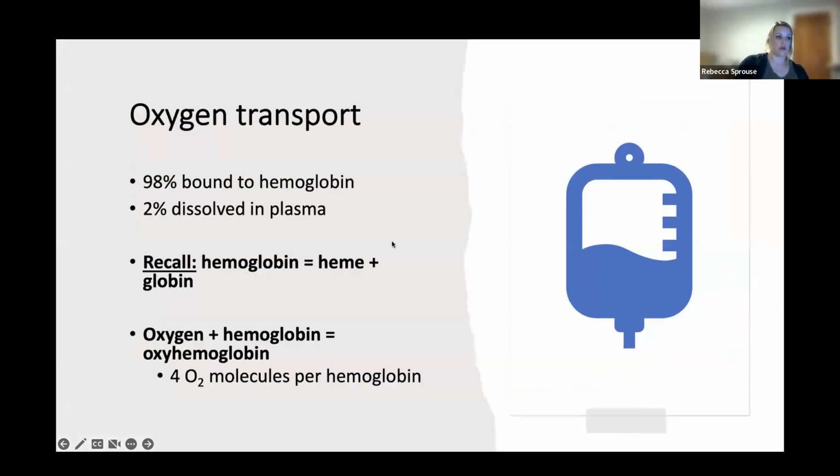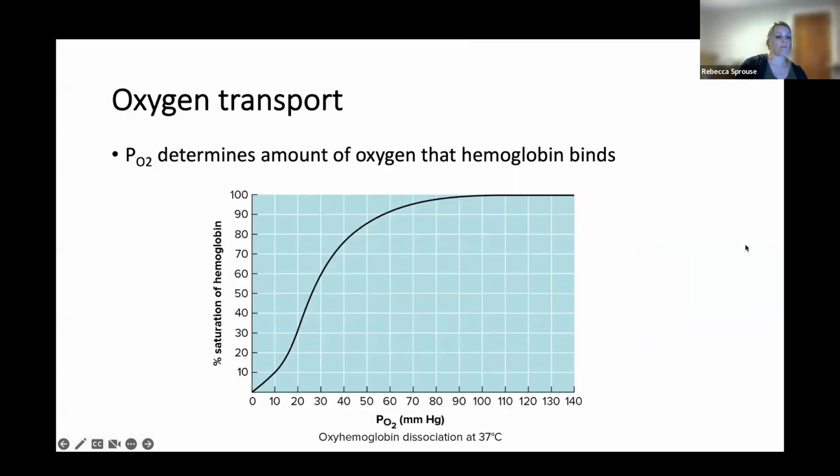So, oxygen transport. How is oxygen transported through the bloodstream? 98% of it is bound to hemoglobin. We talked about hemoglobin when we did blood. 2% is dissolved in plasma. Hemoglobin is heme, which is your iron-containing molecule, and globin, which is your protein. When oxygen is bound to hemoglobin, we call it oxyhemoglobin, and each hemoglobin molecule can carry 4 oxygen molecules. It's got 4 heme groups. Each heme group can bind 1 oxygen.